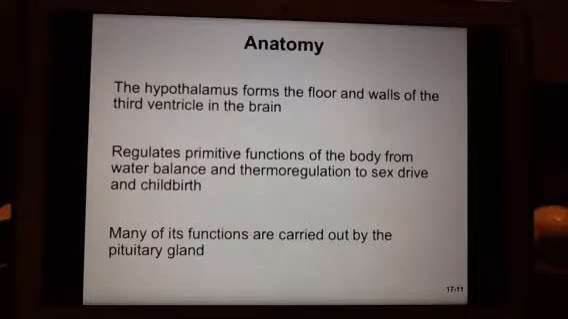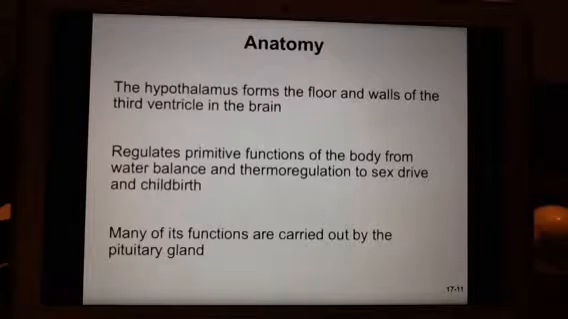This video is going to focus on the hypothalamus and the pituitary gland as we begin looking at all of the organs of the endocrine system. So the hypothalamus, you're probably familiar with where it is. It forms the floor and the walls of the third ventricle in the brain. You probably already studied during the brain that it has some primitive functions of the body: water balance, thermoregulation, sex drive, and even childbirth. But many of those functions are carried out by the pituitary gland.